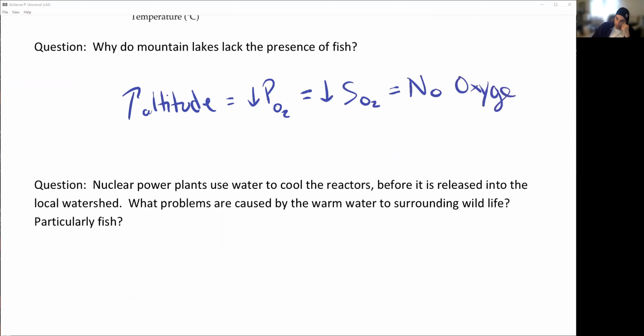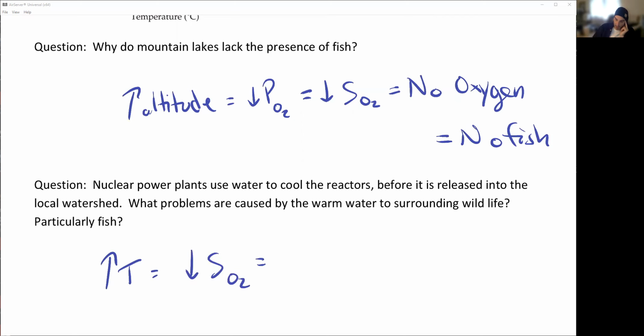No oxygen equals no fish. If we have a low concentration of oxygen in solution, we're not going to have any fish that are able to survive, because they need dissolved oxygen to survive. It's the reason that heating up of oceans is a very dangerous thing, because we're essentially going to kill our fish. Same thing here: an increase in temperature from nuclear runoff, nuclear reactors releasing heat. Increasing temperature for gases is going to decrease the solubility of O2. By decreasing the solubility of O2, we have a low oxygen environment. Low oxygen, again, no fish.